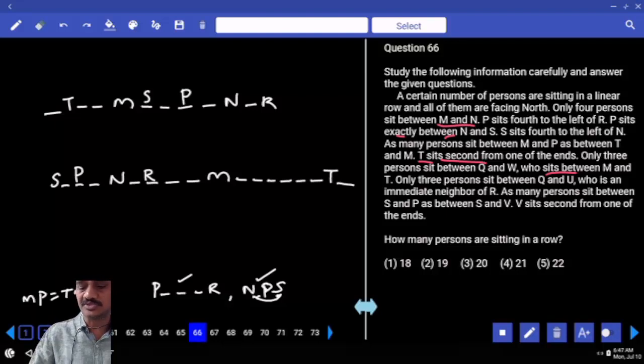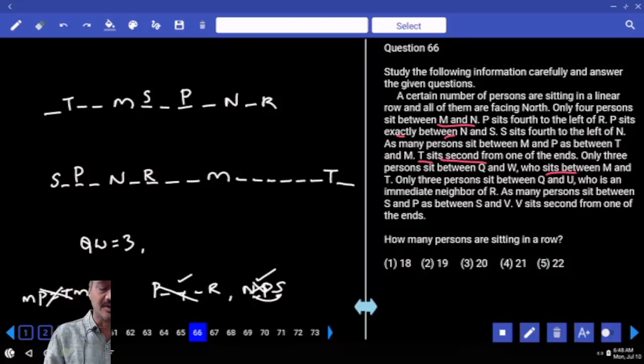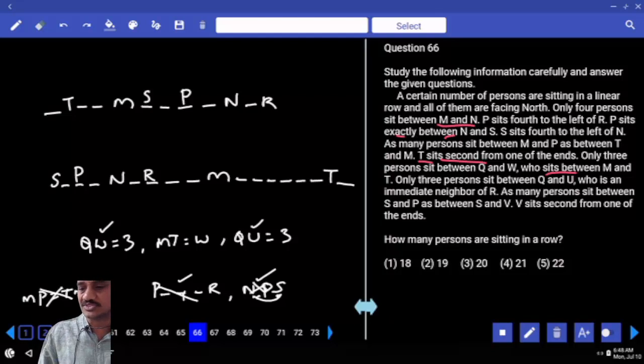And next one, only 3 persons between Q and W. Now we are done with all this information. Only 3 persons in between Q and W, and W sits in between M and T. And only 3 persons between Q and U. Now in between Q and U, how many people are there? 3 people. Between Q and W, 3; Q and U, 3. So Q must be exactly in between U and W, and there must be exactly 3 persons in between.